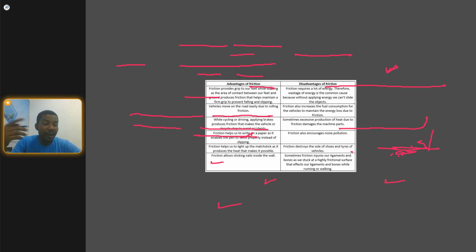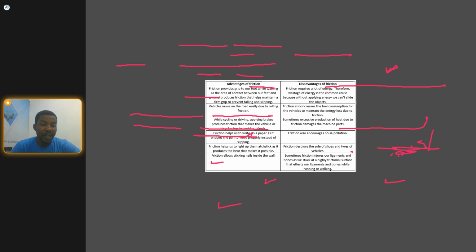So if friction was not happening, your shoe can be like that for a long period of time and you don't need to change anything. So one disadvantage is that even though it helps us to walk, it makes walking possible, another disadvantage is that it leads to the gradual destruction of the shoe, and that of the tire of a vehicle also.